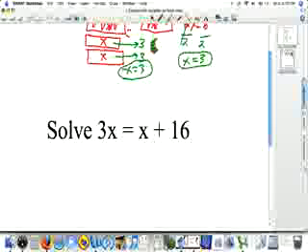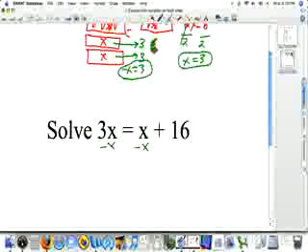One more on this slide. We have 3x's equal x plus 16. Well, because both sides have at least an x, let's get rid of an x from both sides. That just leaves us with 2x's over here and equal to 16. Well, if 2x's are equal to 16, then 1x must be equal to 8. Half that.